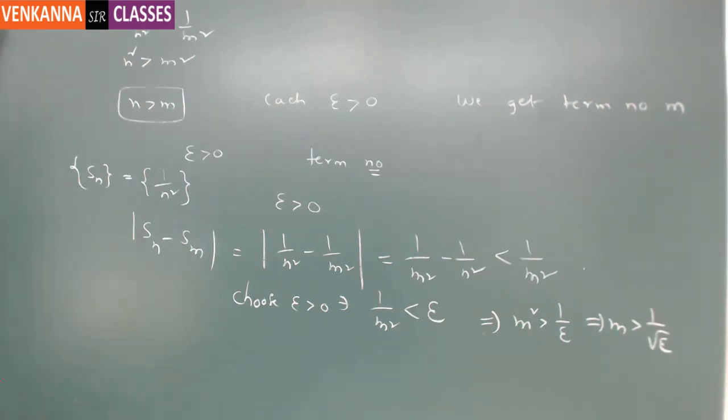If you take epsilon is equal to some number, say epsilon is equal to 1, then what will be m value? M should be greater than 1 by root epsilon, right? That means m must be greater than 1, because I have taken epsilon is equal to 1. So what would be the value of m? 2, because m is a term number. It means that from second term onwards, if you take any two values in the sequence, the difference between them is less than 1. Is this acceptable?